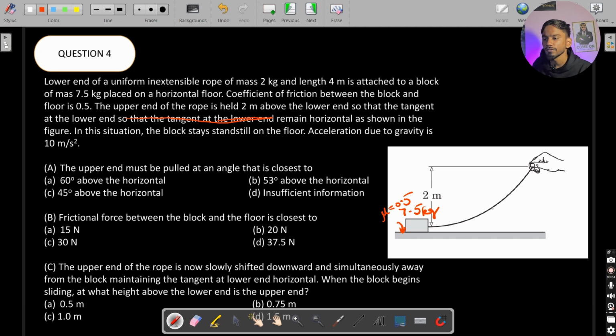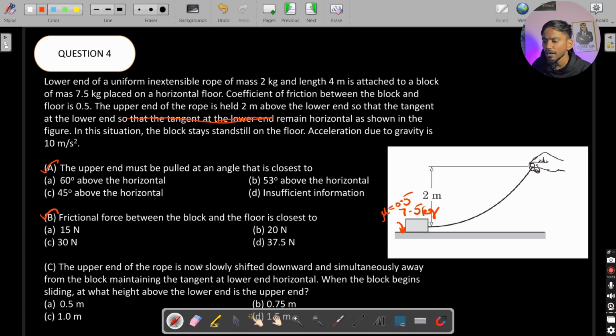This is a typo error. So the block stands still on the floor. Acceleration due to gravity is 10 meter per second square. The upper end must be pulled at an angle closest to how much? The frictional force between the block and the floor is closest to how much?